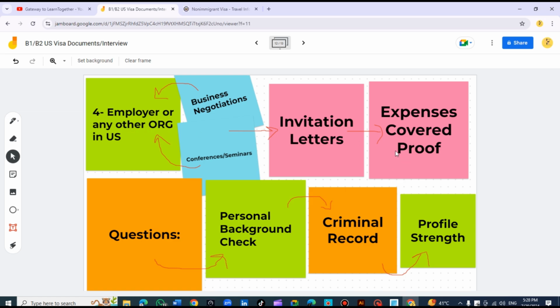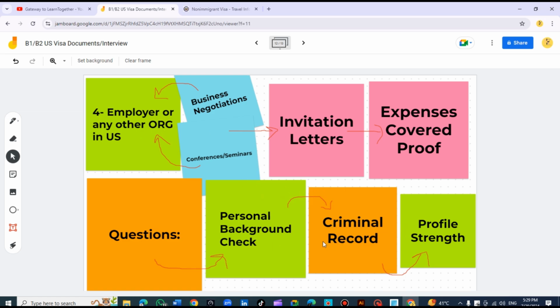This can also be a letter where they have stated that they are covering your round trip travel, and your accommodation, meals, everything for 15 days, for 20 days, it depends. So their focus will shift to these documents. And then of course, in terms of questions, when you are standing in front of the consular officer, his or her questions are now based on your personal background check, your criminal record, and your profile strength, because they are more curious to know who you are and what expertise you have, and that is why the XYZ company or organization in the US is sponsoring you to attend XYZ purpose in the US.